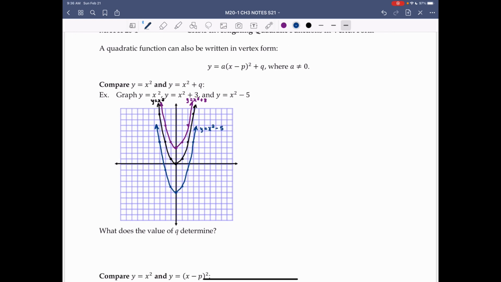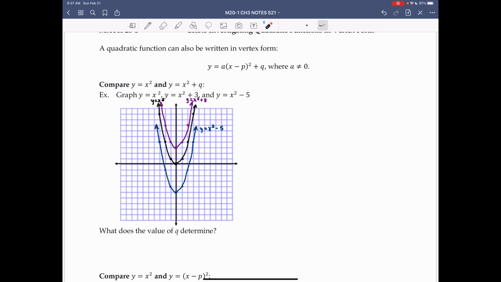What does the value of q determine? Looking at our equation, q is the number being added outside the brackets. So +3 here and -5 here. Notice we don't have any brackets in these equations because the only thing in the brackets would be an x. So we don't need brackets around the x and then squared.